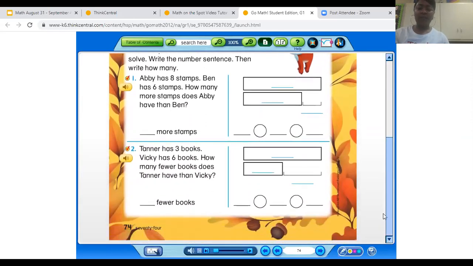Now we are going to share and show. We're going to read the problem and we're going to use the bar model to help us solve. All right, so let's look at number 1. Abby has 8 stamps. Ben has 6 stamps. How many more? Remember, how many more lets us know that we're getting ready to subtract. How many more stamps does Abby have than Ben? All right. So I can draw Abby's 8 stamps, and I'm going to put an 8 in there for Abby.